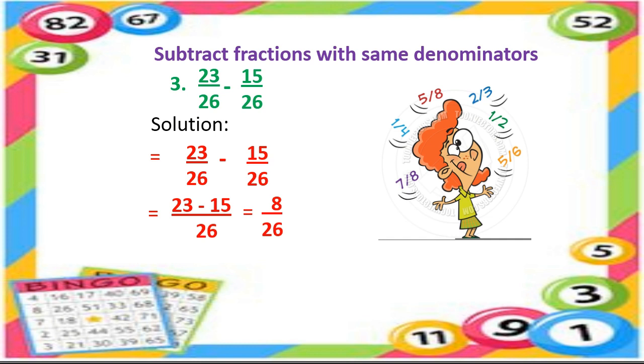Now tell me, student, what is the next step? Yes, very good. We can reduce this fraction. We can divide it by 2. How? 2 4s are 8, 2 13s are 26. So after reducing them, the answer is 4 upon 13. Can you reduce it further? No, we cannot reduce it. So this is our final answer.